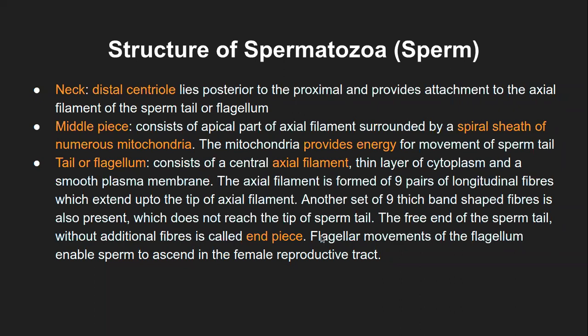The free end of the sperm tail without additional fiber is called the end piece. Then the flagellar movement. Flagellum refers to the sperm tail itself. The movement of this flagellum enables the sperm to ascend in the female reproductive tract.